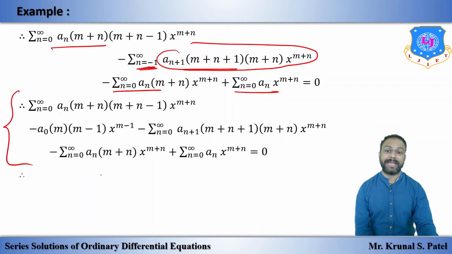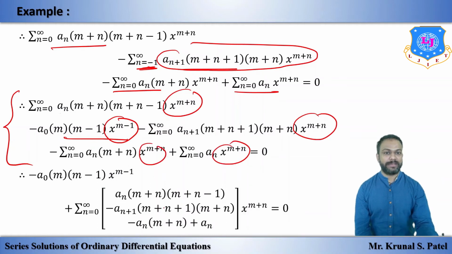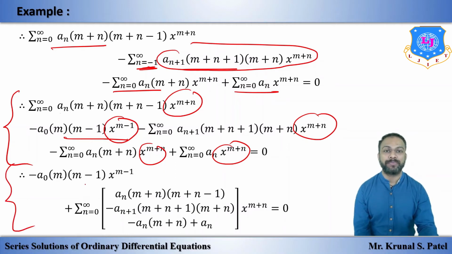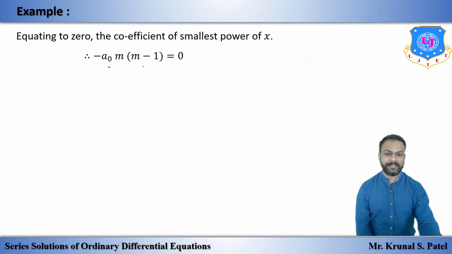Now we'll collect. So we have only one term with x raised to m minus 1, and all the other terms are with x raised to m plus n. So we'll take together all these 4 terms. So this is our collect step, step number 6. Now we have step number 7, equating to 0 the coefficient of the smallest power of x, and the smallest power of x is this. Okay, so we have this as our coefficient.